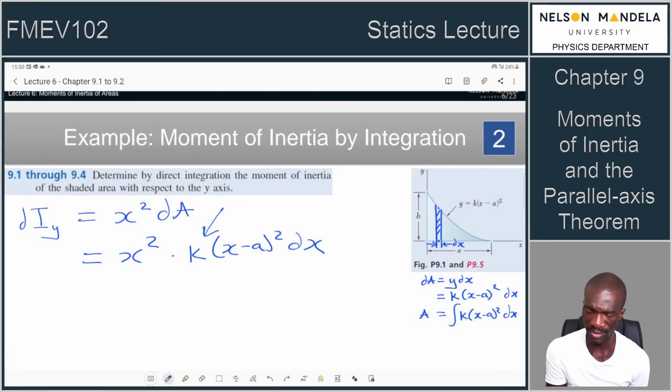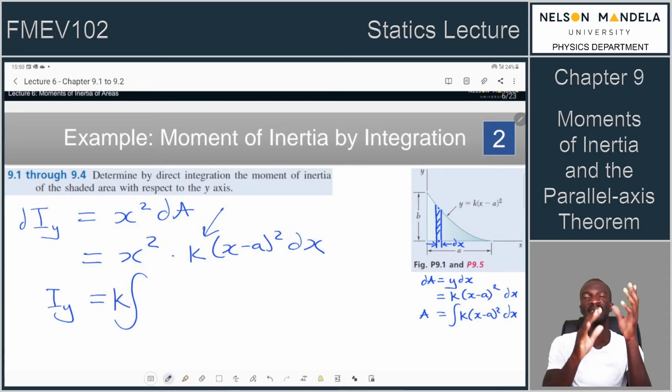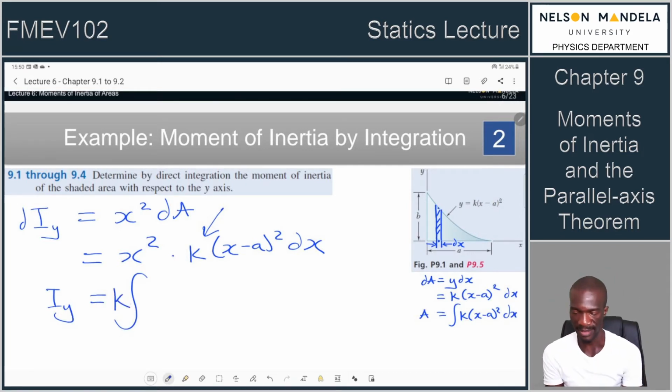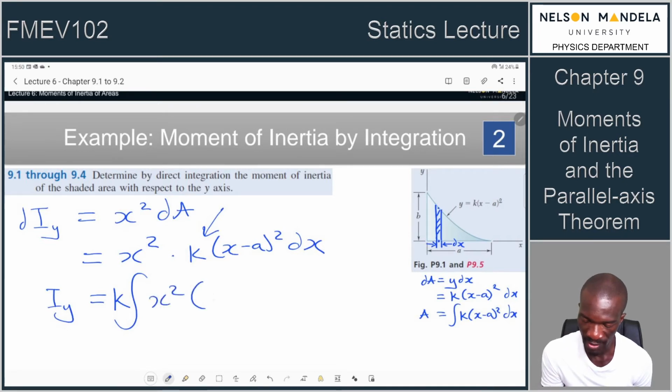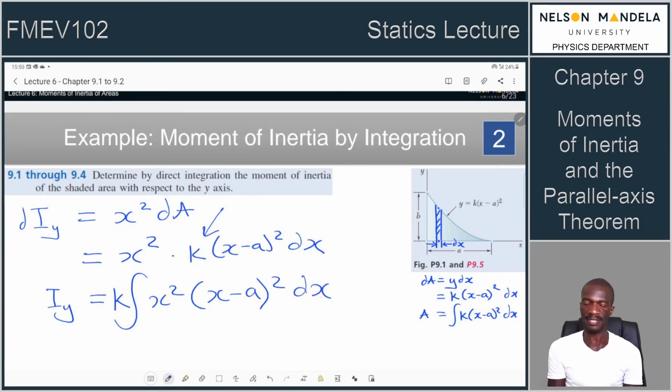So in this case, your Iy is simply now equal to the integral. Let me put the k outside. You will already have found what k is, right? And then you can write your x squared into x minus a all squared multiplied by dx. What are the limits with respect to x? It's from the origin up to a, and you're done with your moment of inertia of this shaded area with respect to the y-axis.